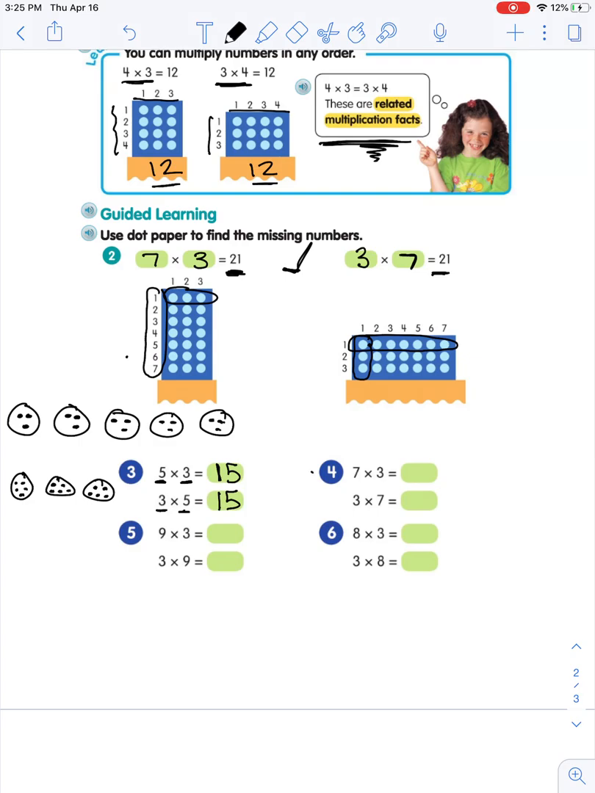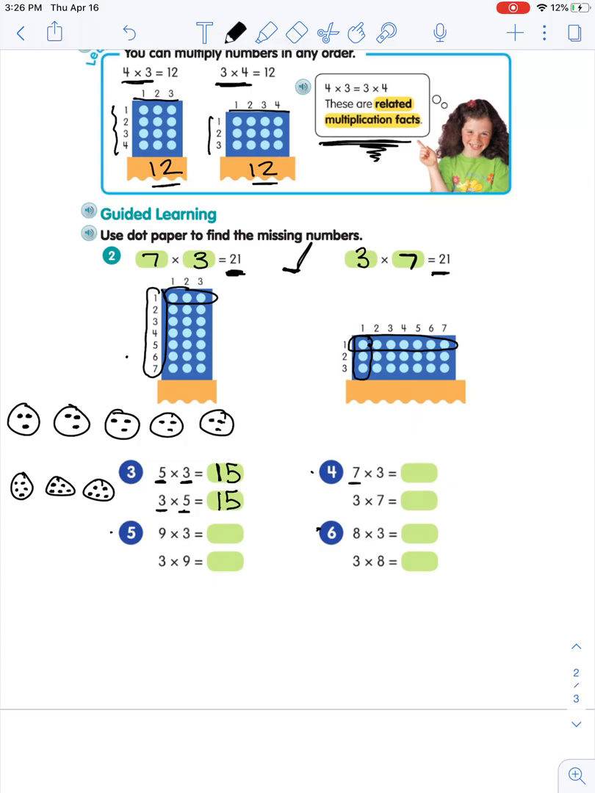Now you go ahead and do numbers 4, 5, and 6. Once you're done, unpause the video so you can follow along and see if we get the same answers. So go ahead, pause it if you're going to do it, and then unpause when you're ready to follow along.